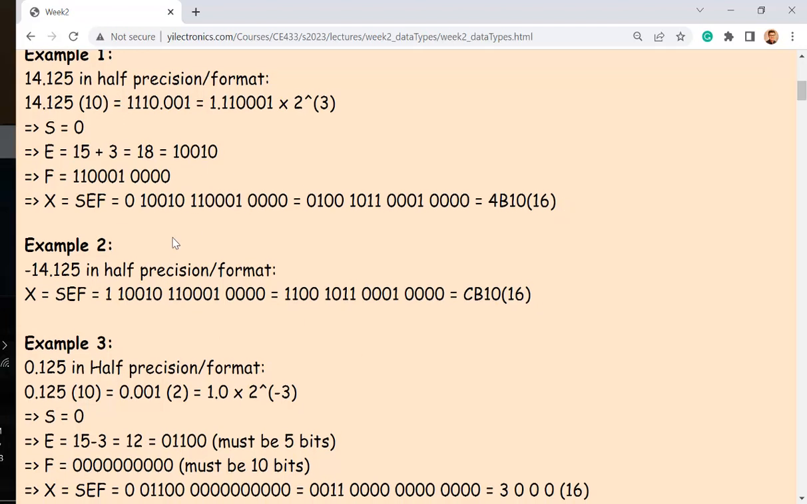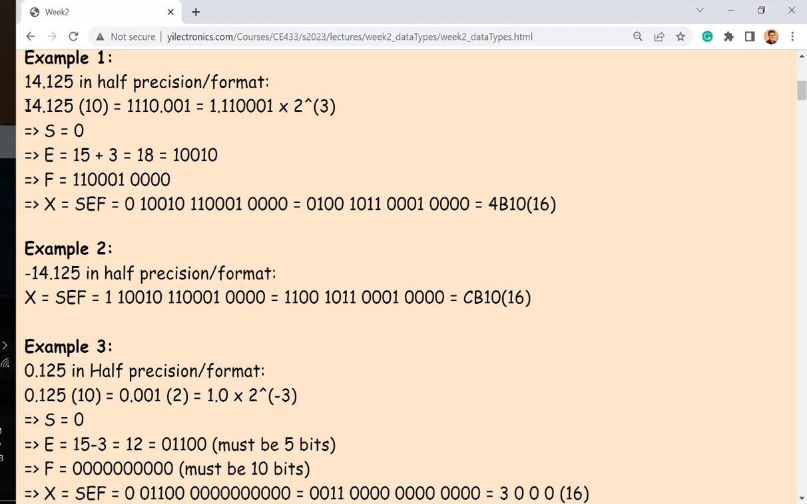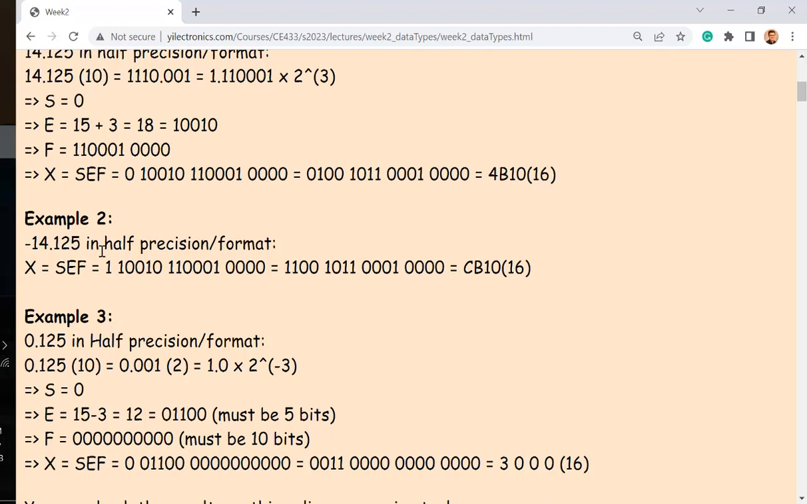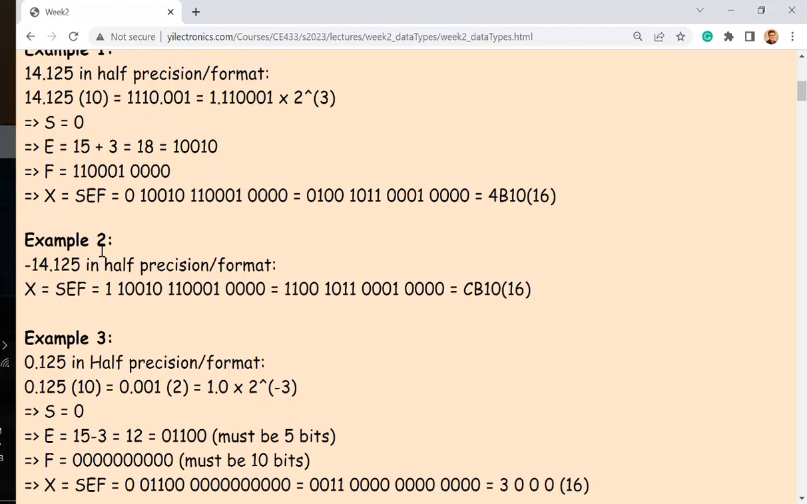Okay, you don't have to do the calculations again, but if I ask you to find negative 14.125 in half precision floating point format, what's the only difference? I'm going to put a 1 in the front, so the only difference is S. Right?